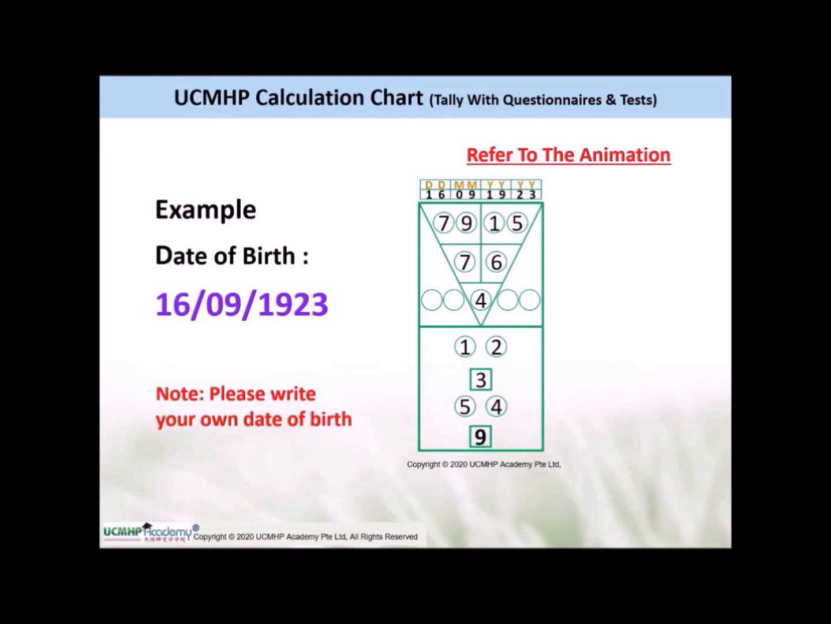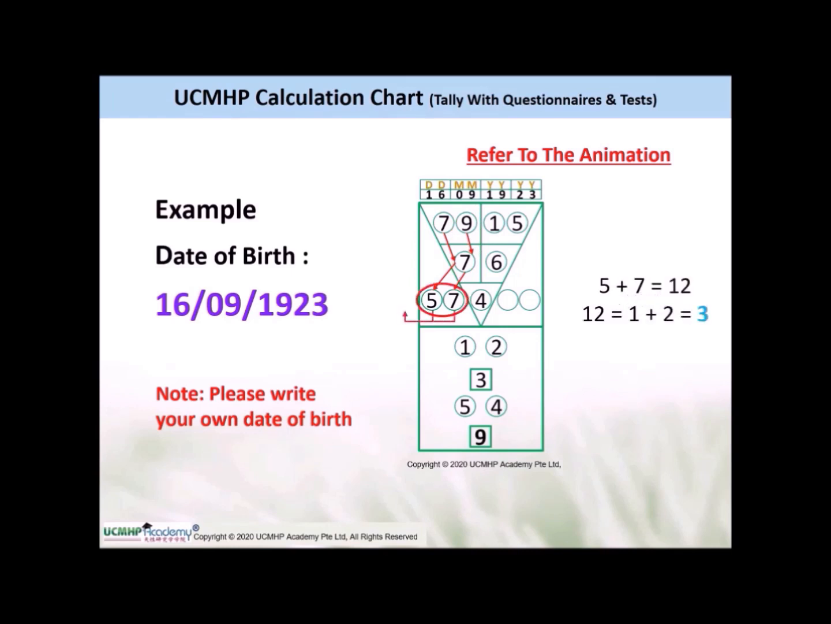The 4 circles here, the 2 numbers on the left hand side, and the 2 circles on the right hand side. Now these 4 numbers are interrelated to the 4 numbers on top 7, 9, 1, 5. Now I want you to start from left to right. So the first number here is 7, 7 equals to 14. 1 plus 4 equals to 5. And then look at the next number, 9, 7 equals to 16. 1 plus 6 equals to 7.